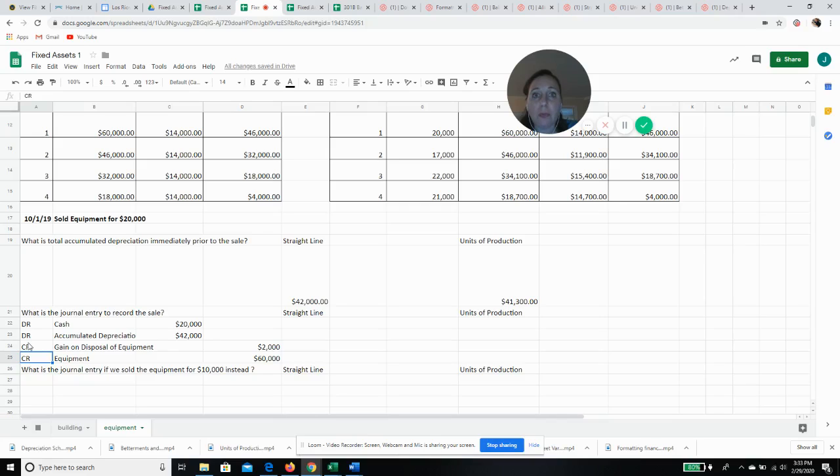Okay, pretty good, right? If I wanted to calculate the gain ahead of time, I'm just going to do it right here. I could do the cost of the equipment. Here, we'll do this here. Equipment, 60,000, less accumulated depreciation, which was 42,000.